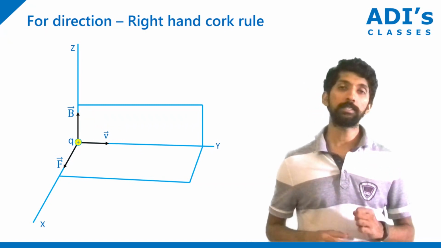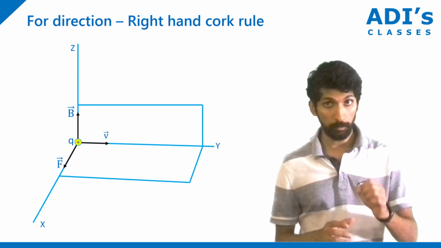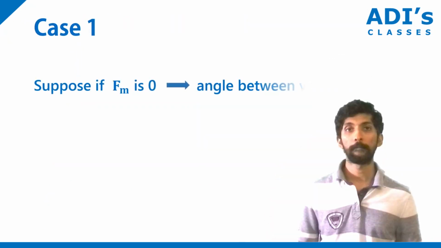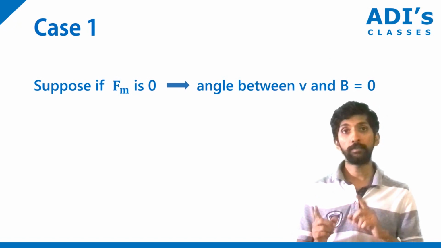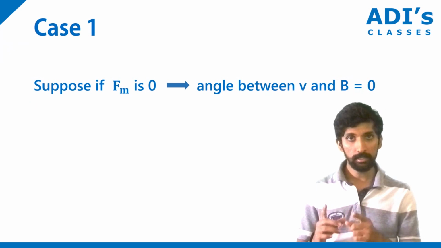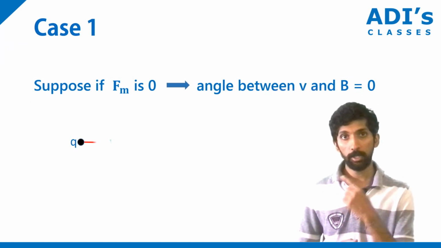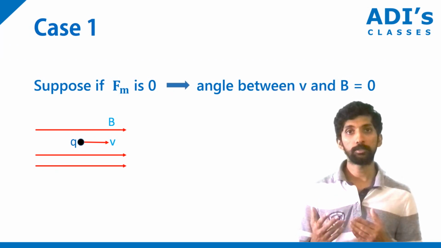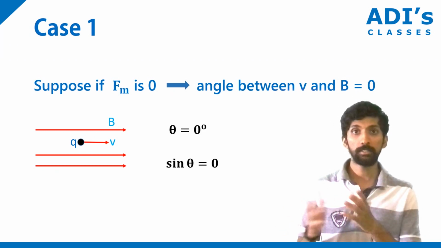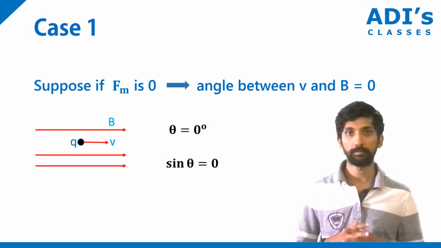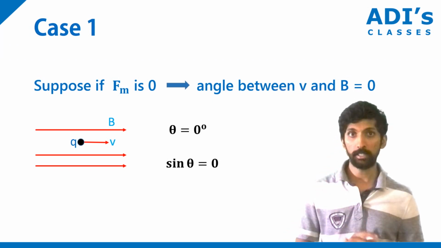Now suppose in case Fm is 0, that means the angle between V and B has to be 0, correct? Like in this case we have charge Q, this is the velocity, this is the magnetic field. What is the angle between these two? 0 degree, right? What is sine 0? 0. So Fm becomes 0, right? So this is one of the cases.